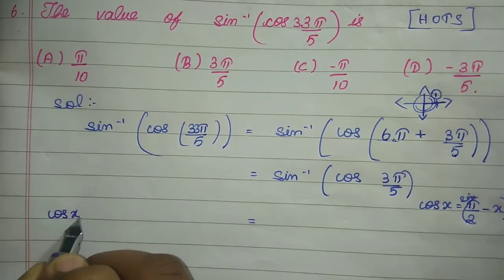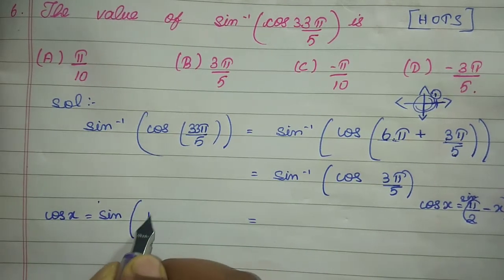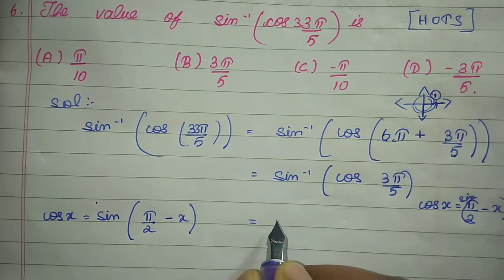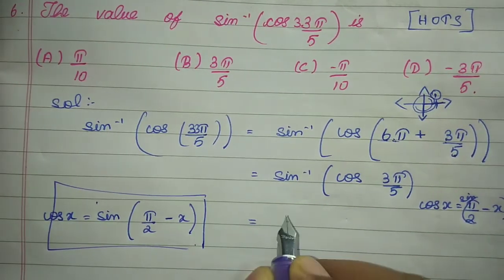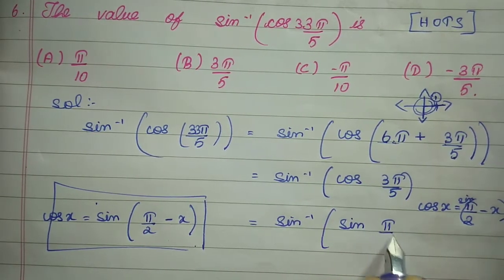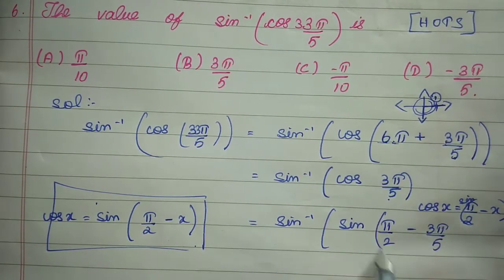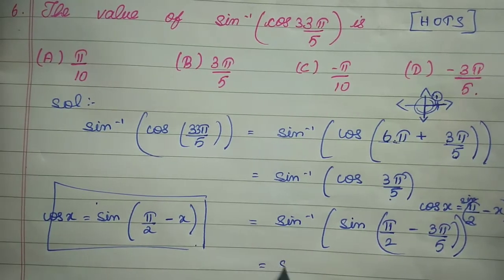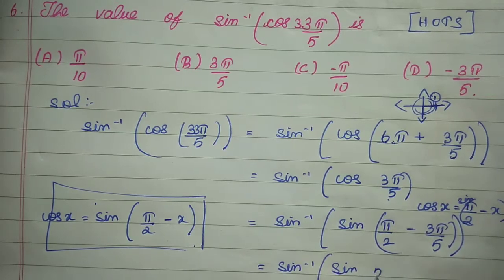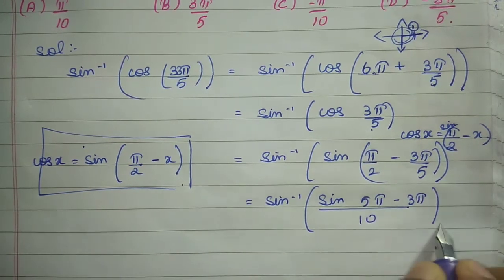So cos x can be written as sine of pi by 2 minus x. Okay, we will be using this formula only. This is a formula, don't confuse yourself. So sine inverse of sine of pi by 2, and what is my x here? 3 pi by 5. 3 pi by 5 here. So I will have sine inverse of sine of (5 pi minus 3 pi) by 10 here.